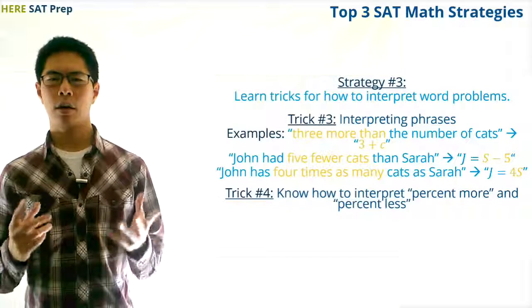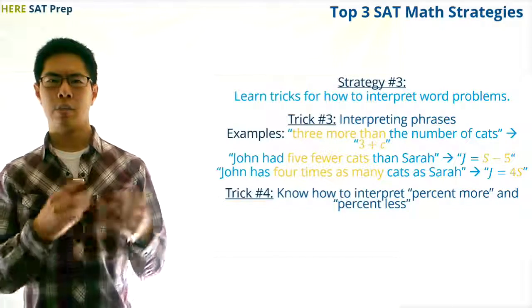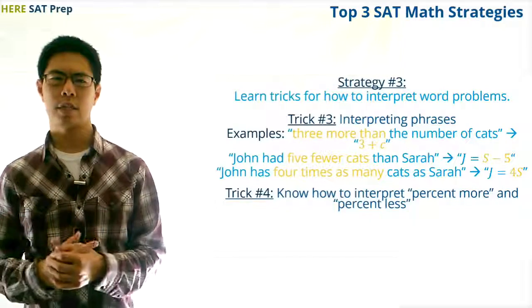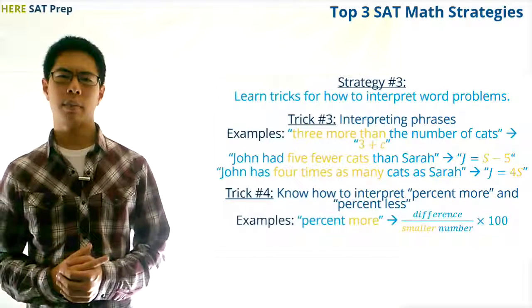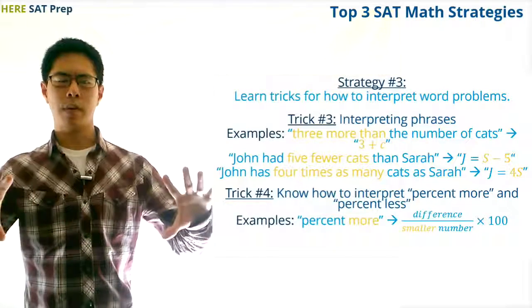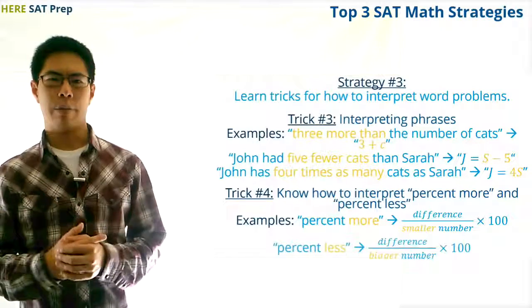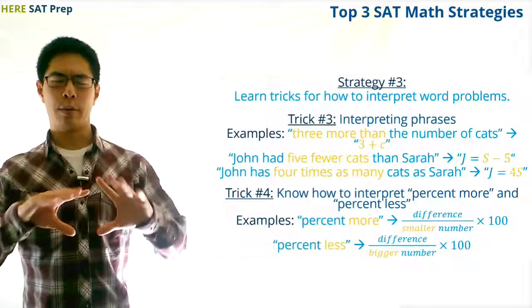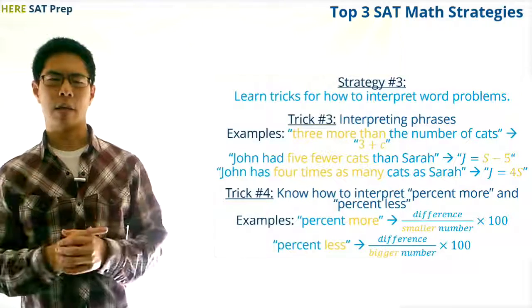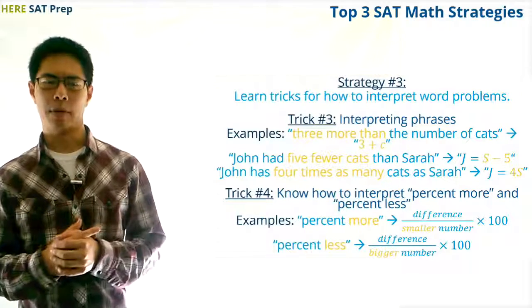Fourth and finally, know what to do when a question mentions percent more or percent less. For word problems, percent more means that you take the difference between the two numbers and divide this difference by the smaller number and then multiply by 100. And percent less means that you take the difference between the two numbers and divide this difference by the bigger number and then multiply by 100.